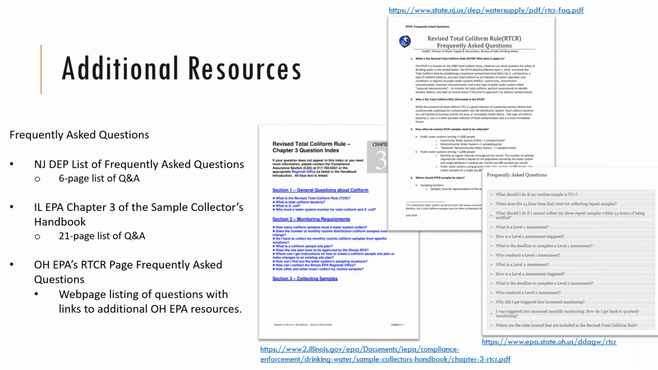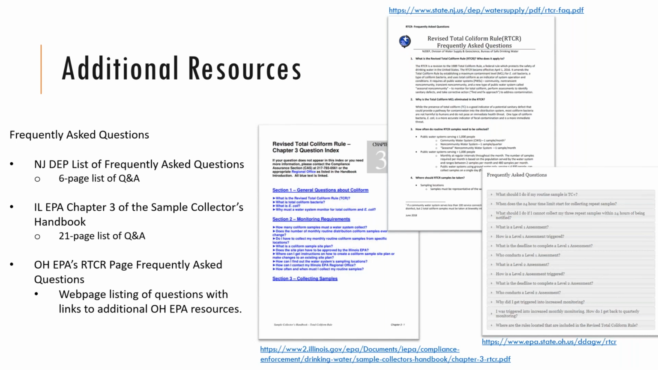New Jersey DEP has a 6-page frequently asked questions document, which asks more general questions like what happens if your routine sample returns coliform positive, how is a level 1 assessment triggered, what are the different types of violations. This FAQ is great for new operators who are beginning to learn about the RTCR and have questions related to the RTCR.